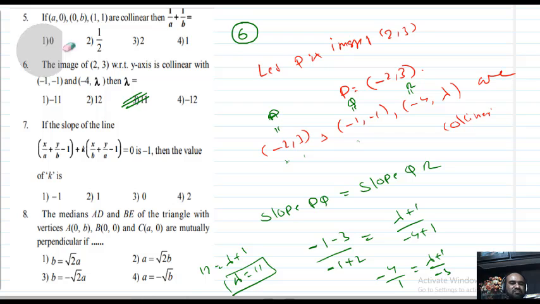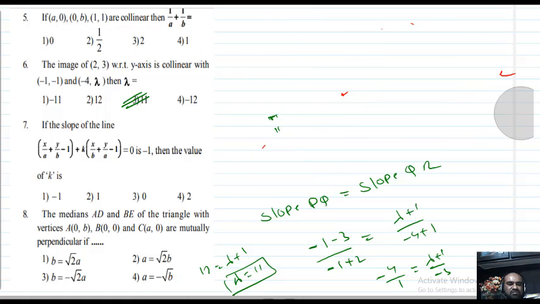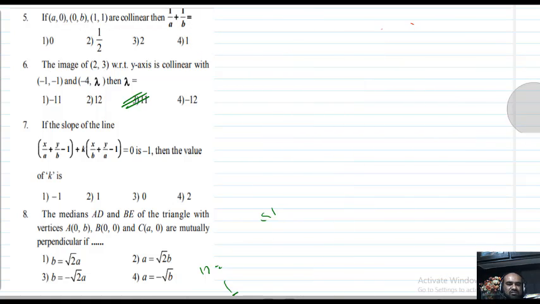Okay, students. I can't explain the 7th problem at this stage because the straight line concept has not yet started. How to find slope of a straight line, different forms, not yet started. For the 8th problem, the medians AD and BE of a triangle with vertices are mutually perpendicular, and we want to find the relation. I can explain that problem. Students should take care.